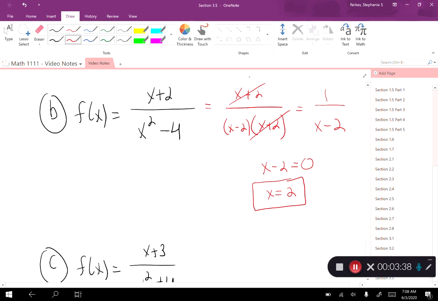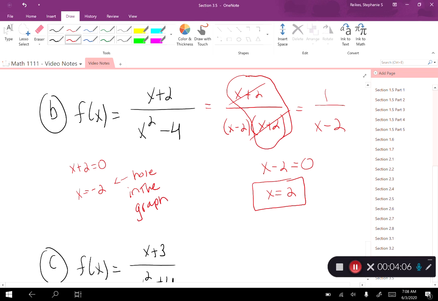Now this item that canceled out has a name, and that means it has a hole in the graph. So at x plus 2, when I set that equal to 0, x equals negative 2. Just as a side note, this means that there's a hole in the graph when you go and draw it.